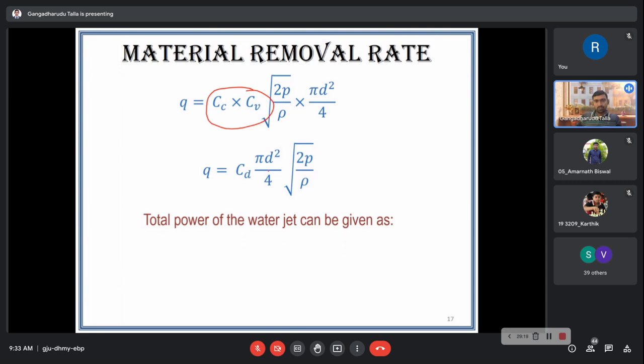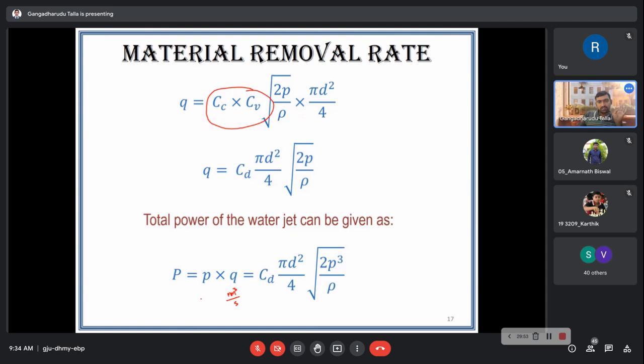Okay. So, total power of the water jet is P into Q. Power, so pressure into volume flow rate is giving the power. Is it clear? Pressure into volume flow rate. Volume flow rate means mm cube per second, for example, unit. Okay, it may be meters, meter cube per second, hour, whatever.